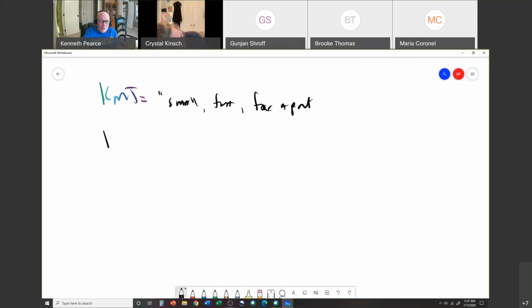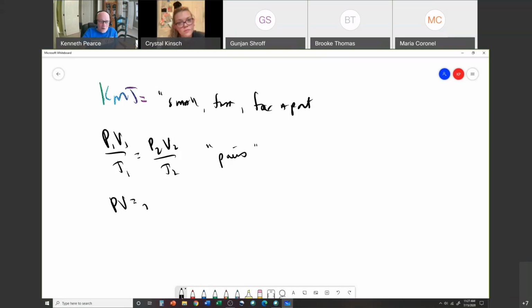And we have P1 V1 over T1 equals P2 V2 over T2. And we use this when we have pairs. And we have PV equals nRT, and we use that when we have no pairs. Right? PV equals nRT. Ideal gas law we use when we have no pairs, and we pick our R based on what? The units. Okay, now this is called the ideal gas law.